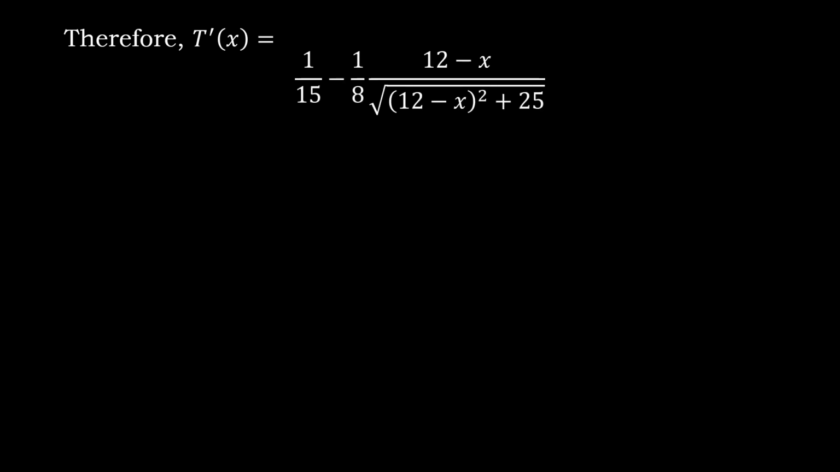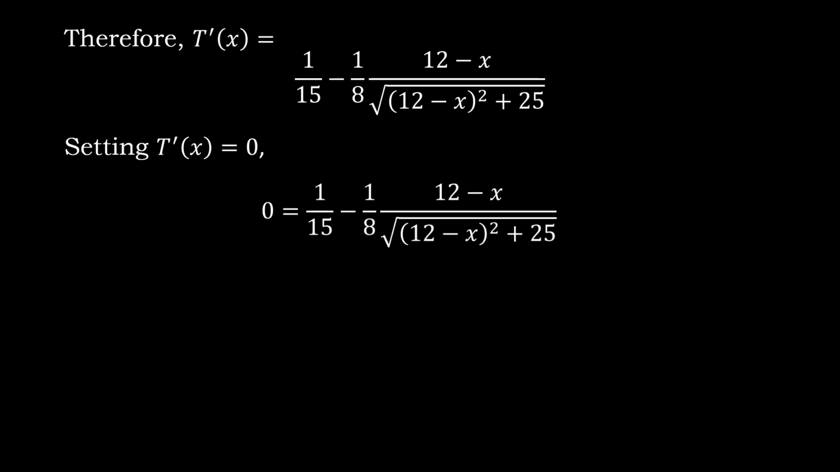Therefore, the first derivative of T with respect to x is equal to 1 over 15 minus 1 over 8 times (12 minus x) over the square root of the quantity (12 minus x) squared plus 25. Now that we've found the first derivative, we now have to set this equal to 0 and solve for x. So we'll do just that. We'll write down that 0 is equal to 1 over 15 minus 1 over 8 times (12 minus x) over the square root of the quantity (12 minus x) squared plus 25.